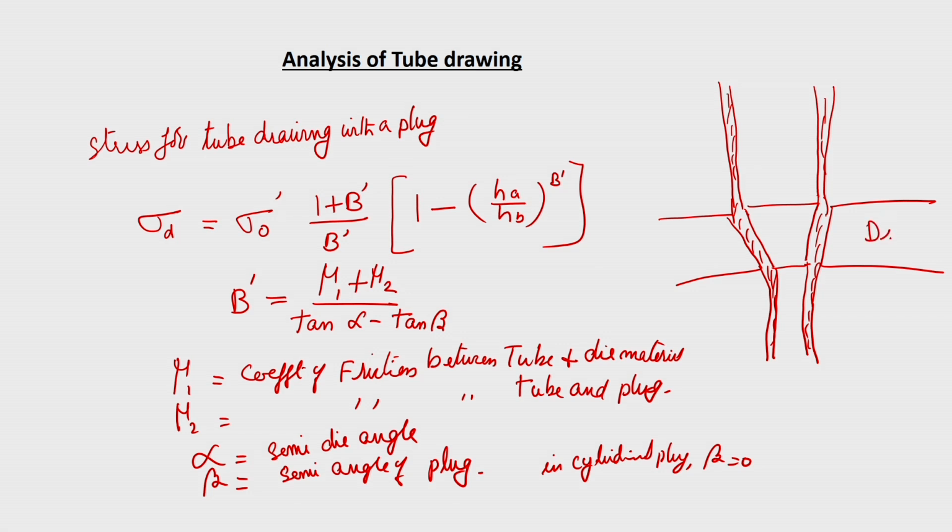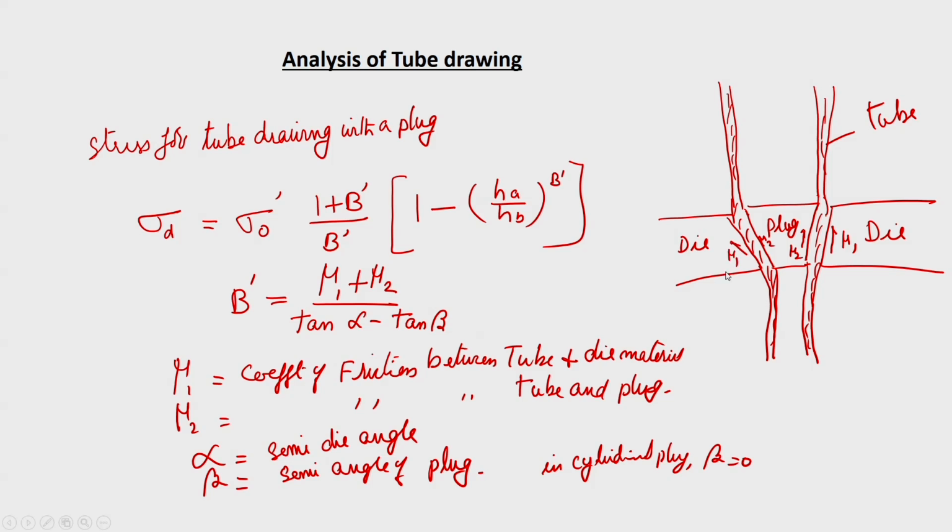So, this is the die, this is the plug, and this is the die, okay, and this is your tube. So, in this case what happened? There is a friction here. So, this is the mu 1 which is coming. So, there is a friction here which is mu 2. So, this is mu 2 here, mu 1.